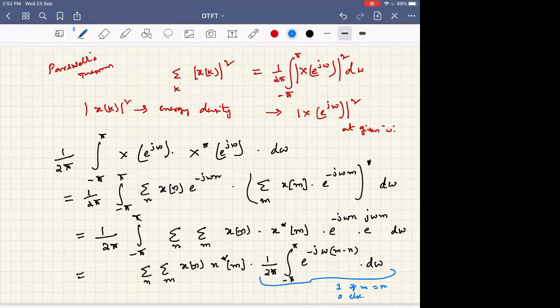Is this clear to all? Yes, sir. It's clear. I can write it like this: delta of omega m minus n. That means when omega is equal to, then this will be there, even d omega is also there. So delta of d omega, if I knock out, delta of m minus n, that's all, because it is 1 for m equal to n, otherwise it is 0.